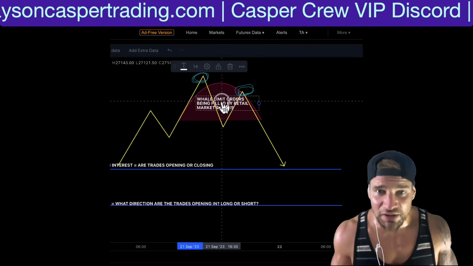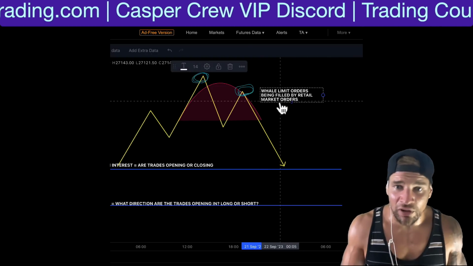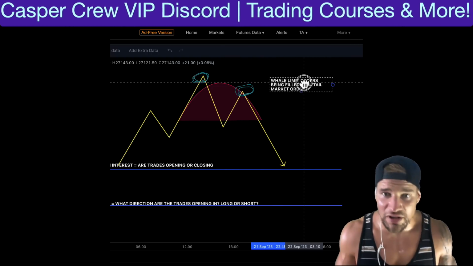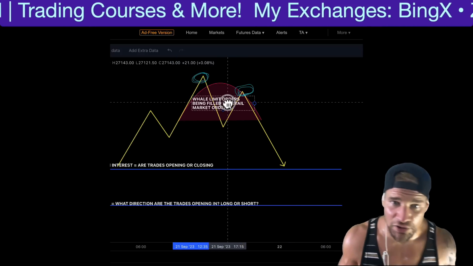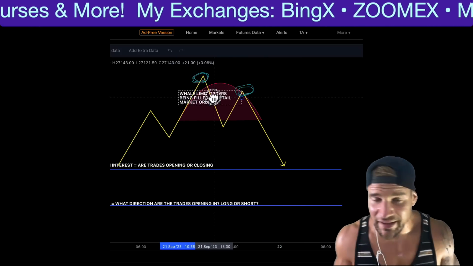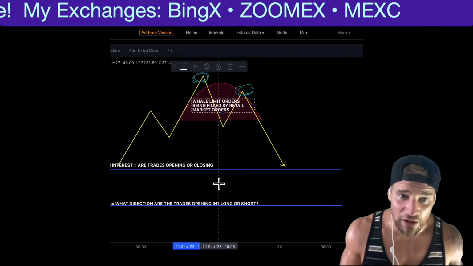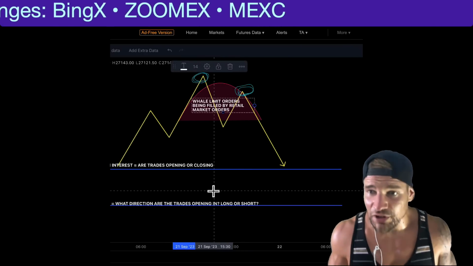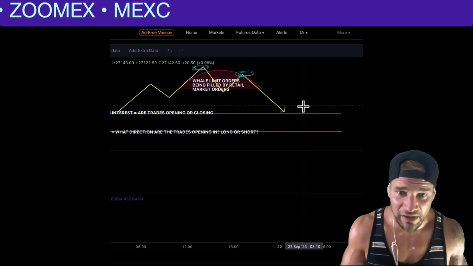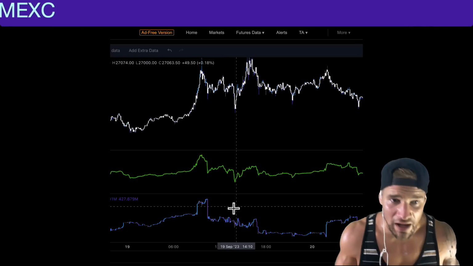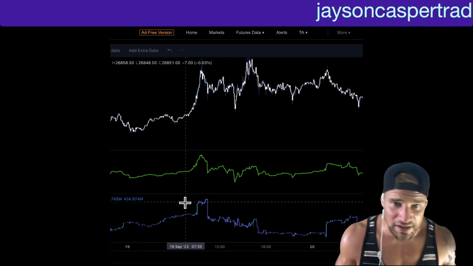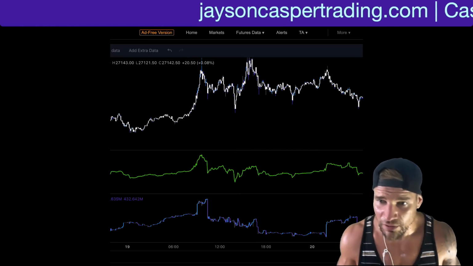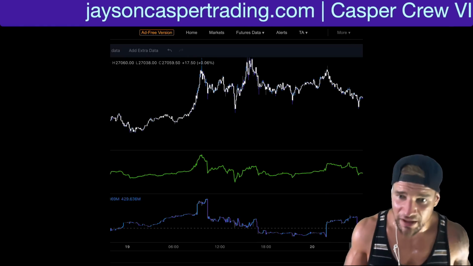The only explanation for this is that whales, their limit orders, are actually being filled by the retail traders marketing into trades. And the way we can identify this is by looking at our two indicators, open interest and CVD. Now, open interest and CVD I have right down here. What is open interest? Open interest is this one right here. I'll actually make it big for you.